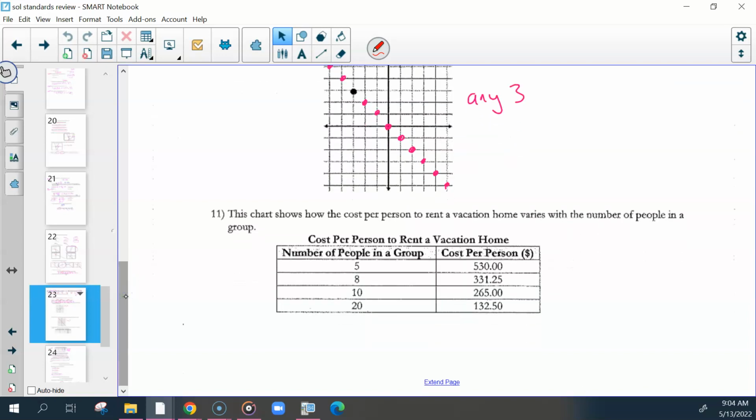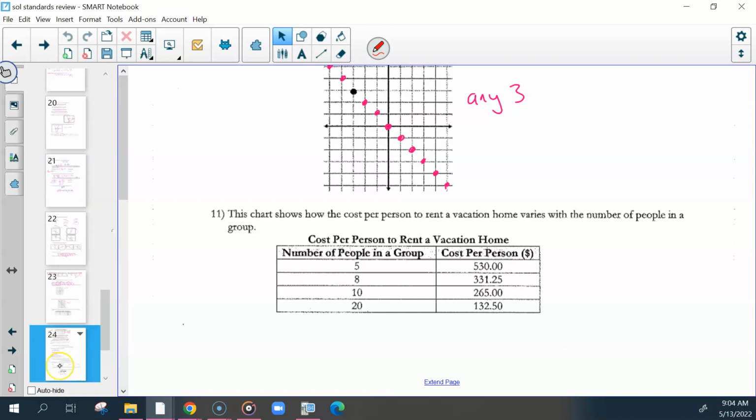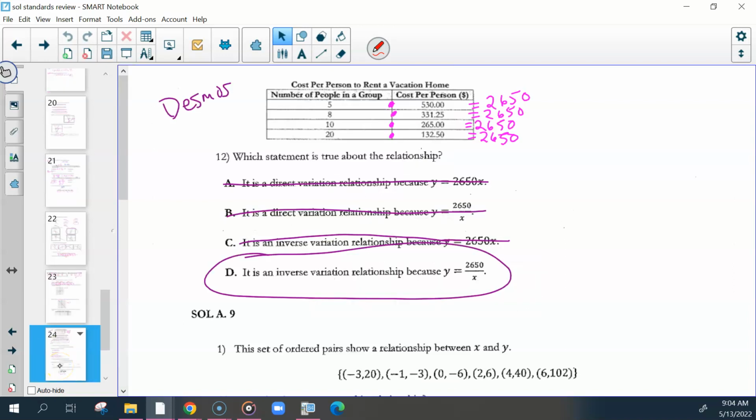It says 11 and then it jumps to 12 and it didn't really ask a question, but I put that same table on the next page. So for this, it's asking which is true about this relationship. There are a couple different ways you could do this.